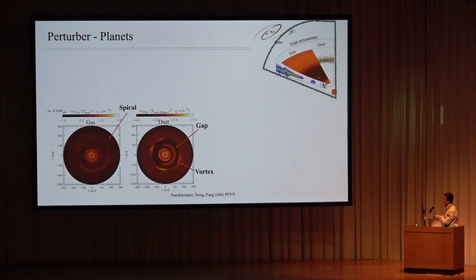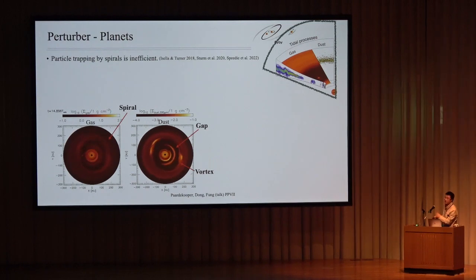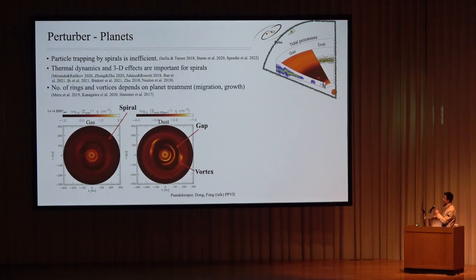On the other hand, these spirals co-rotate with the planet. So the particles do not have a lot of time to interact with the spirals. They will move in the spiral, move out of the spiral. So these spirals cannot trap dust particles very efficiently. And because the planet is highly embedded in the disk, the 3D effect or thermodynamics actually becomes very important. And the planet's history is also important for the rings and vortices in disks.